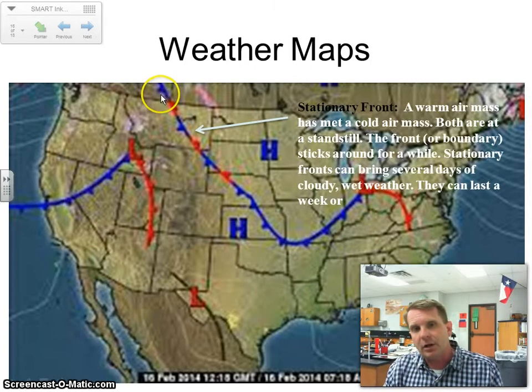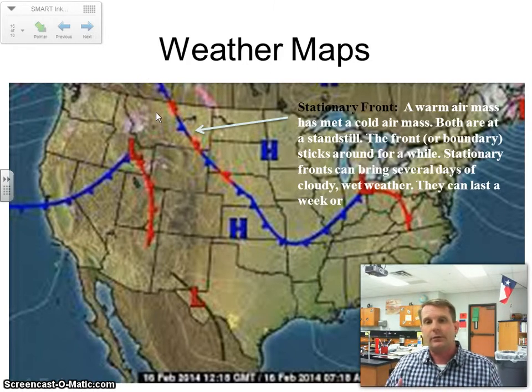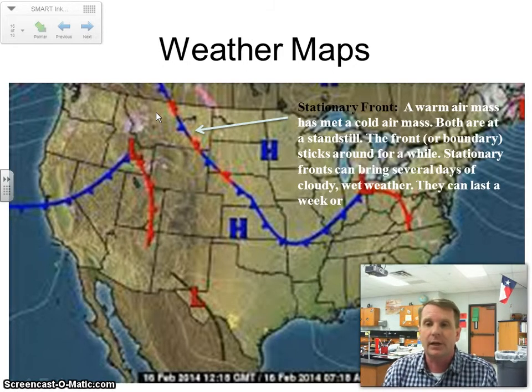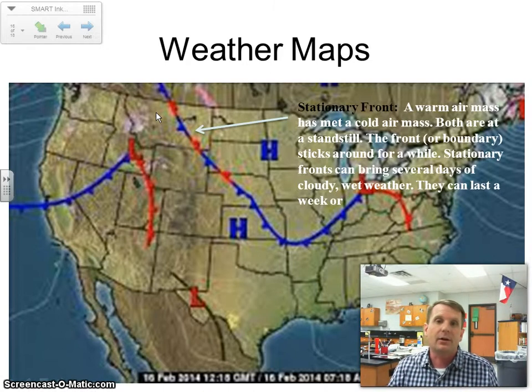Now, right here, you'll see an alternating band of blue with blue triangles and red with red circles on it, going in different directions. What this means is that we've had a warm air mass and a cold air mass come together, and they're pushing on each other. They're at a standoff. The warm air mass isn't really moving into the cold air area, and the cold air is not moving into the warm air. The air masses are staying still, so we call this a stationary front. They can bring several days of cloudy, wet weather. You'll get lots of drizzle, and they can last for weeks. They might hang out in that area for a very long time.